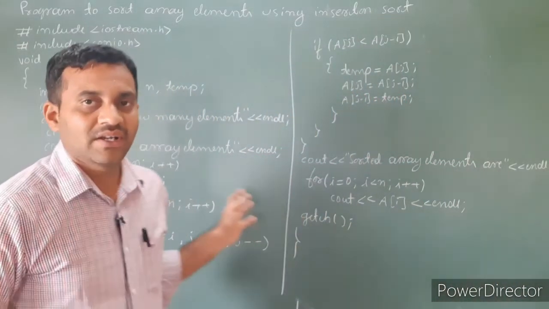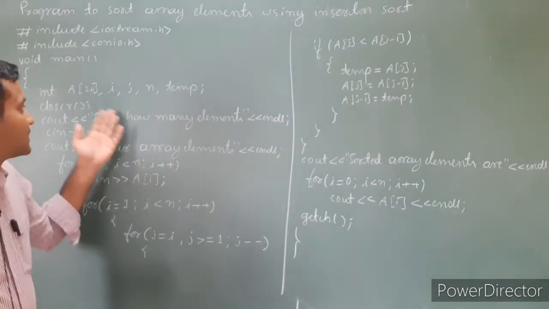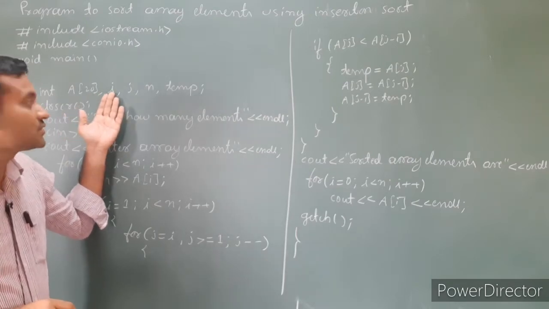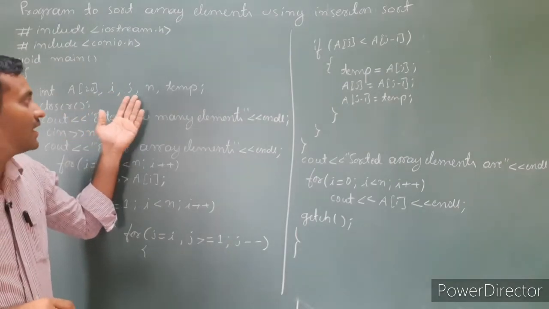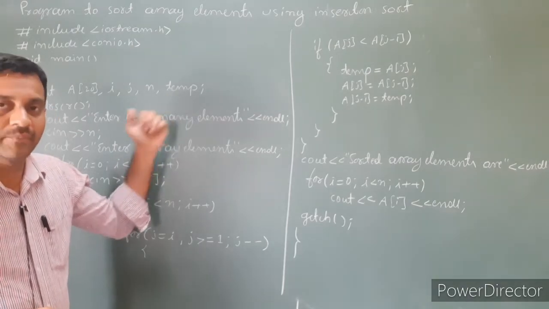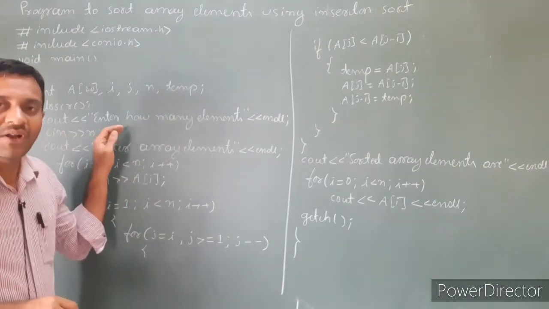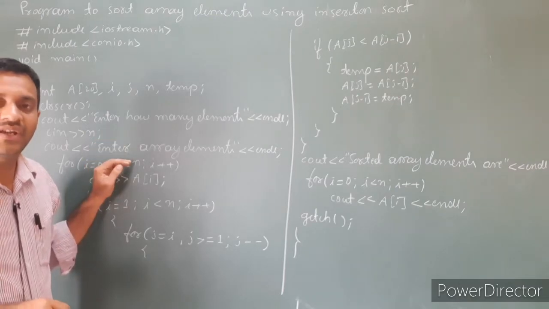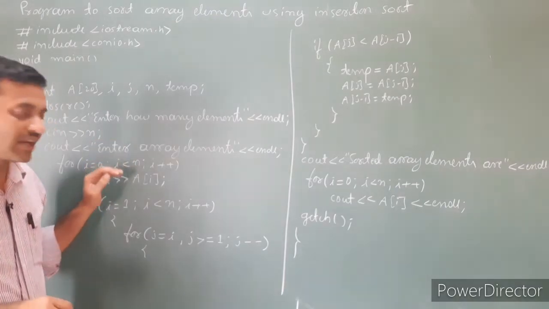So see here what we have done. First we declare local variables: the array, index values, here two index values i and j, the number of elements using n, then a temporary variable temp. First we have to read the number of elements, and also we read the array elements. Here the array elements are unsorted.